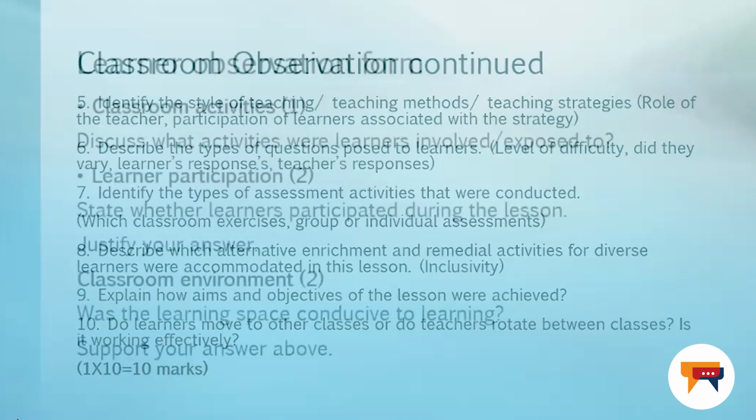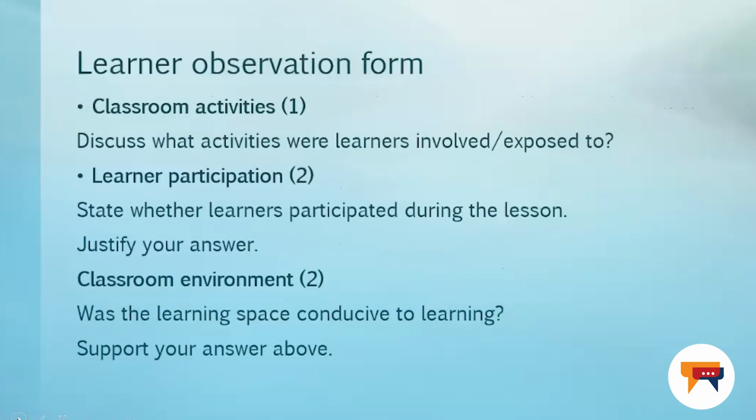We now go on to the next part, which is the learner observation form. All right. And here you will see marks within the brackets. And it's also 10 marks. Okay. For the first one, classroom activities. Discuss what activities were learners involved or exposed to.